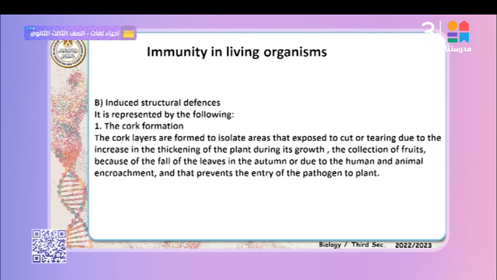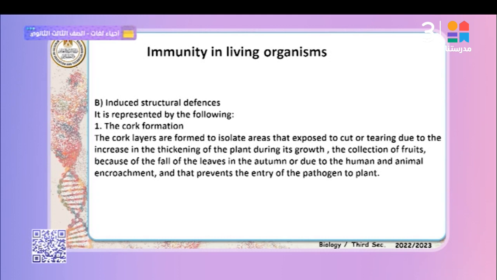Another type of immunity is called induced structural immunity. The last episode explained the structural immunity. Structures act as the first line of defense, protecting the plant from the invasion of microbes and pathogens. Structural immunity is divided into two types.